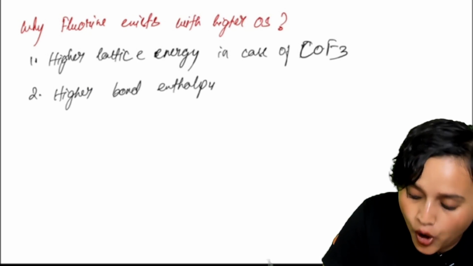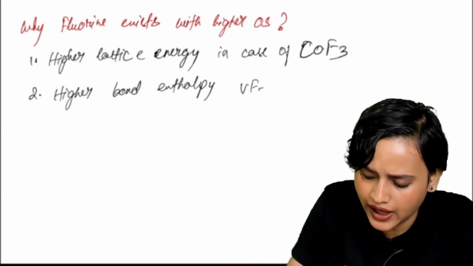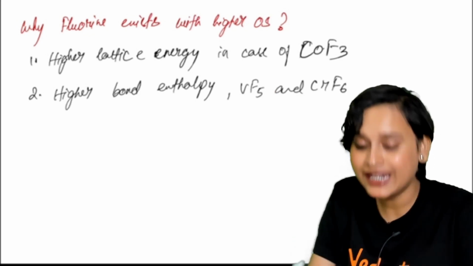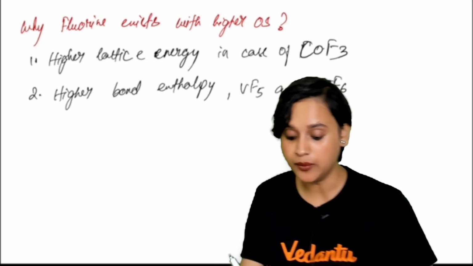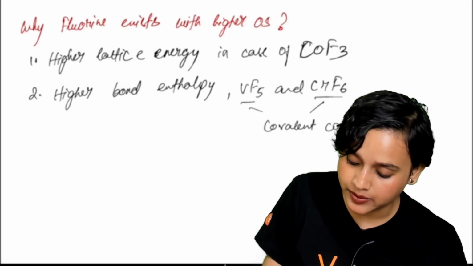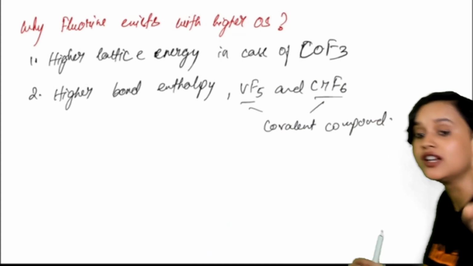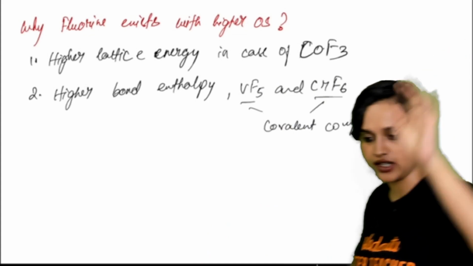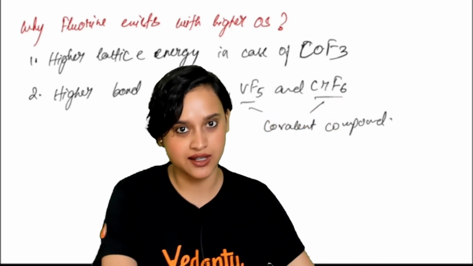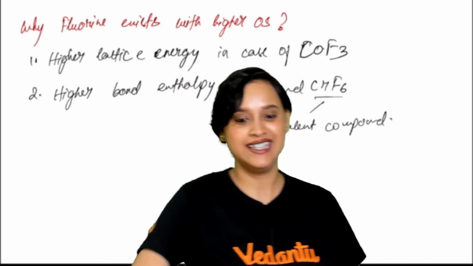Okay, so higher bond enthalpy in terms of covalent compounds, right? For example, VF5 and CrF6. In these cases, you will see that these are covalent compounds. Both of these are covalent compounds, my dear students, okay? And in this case, you will see that they have a higher bond enthalpy. So these are the two reasons why fluorine exists with higher oxidation state. So my dear student, if this is asked in your board exam, you will still be able to answer. See, I'm teaching you not only for board, but for JEE Advanced as well, everybody. Do you see it?